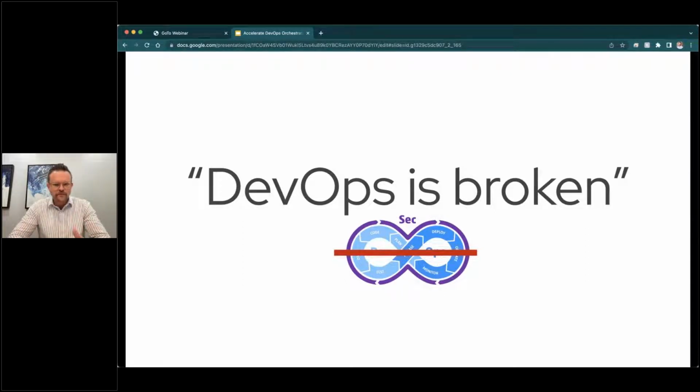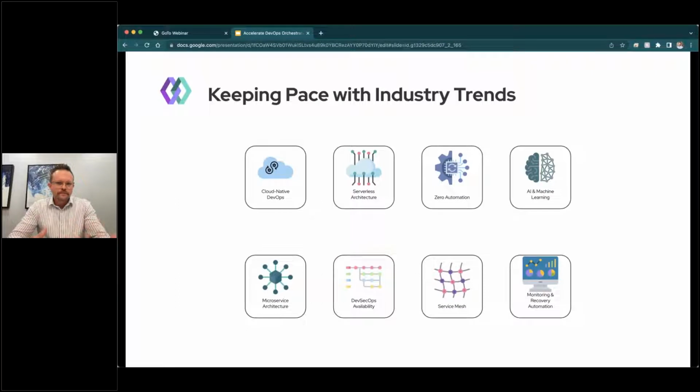And I think before we get into how we fix it, how do we get here? One of the reasons we got here is, especially in government, the running narrative, not joke, is that the government's 10 years behind industry. So how do we keep pace with industry trends, with things like cloud native DevOps, serverless architecture? AI and ML is huge right now in the federal government. Microservices architecture is still, in a lot of cases, not being implemented correctly, from our point of view, whenever we talk to customers. So when you're trying to keep up with the industry trend, a lot of things get missed along the way.